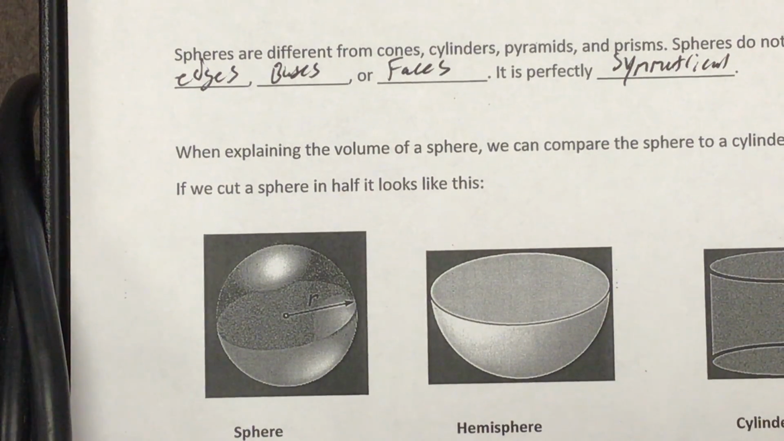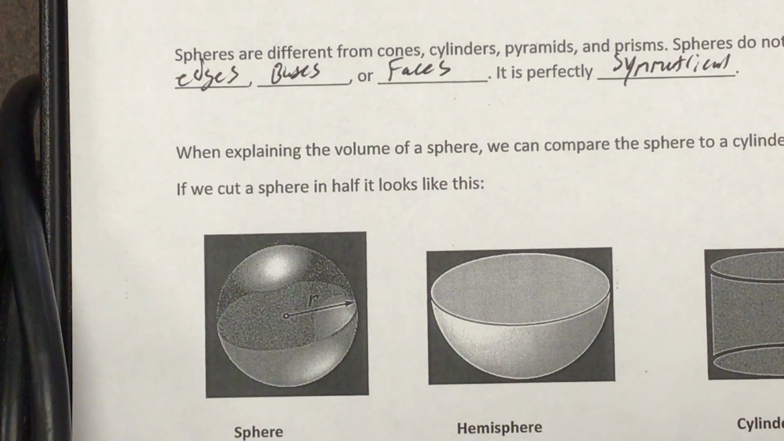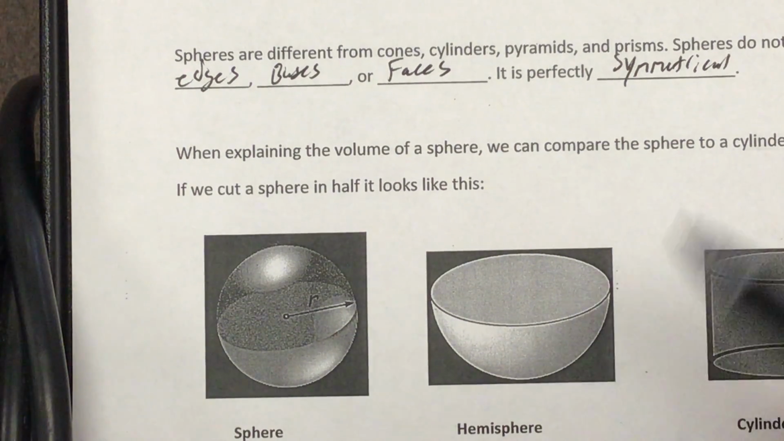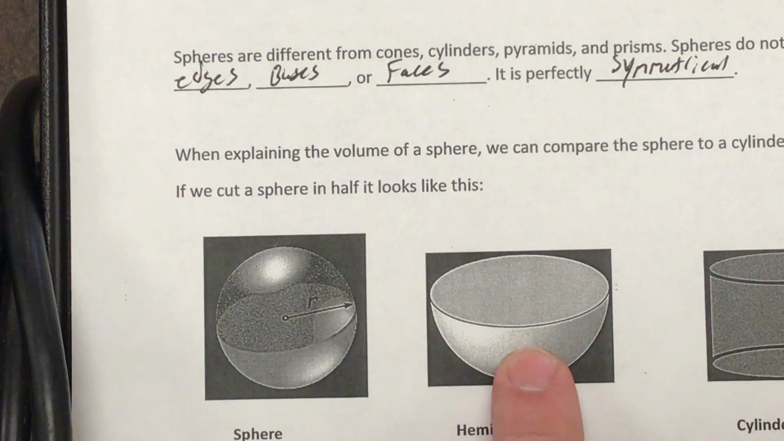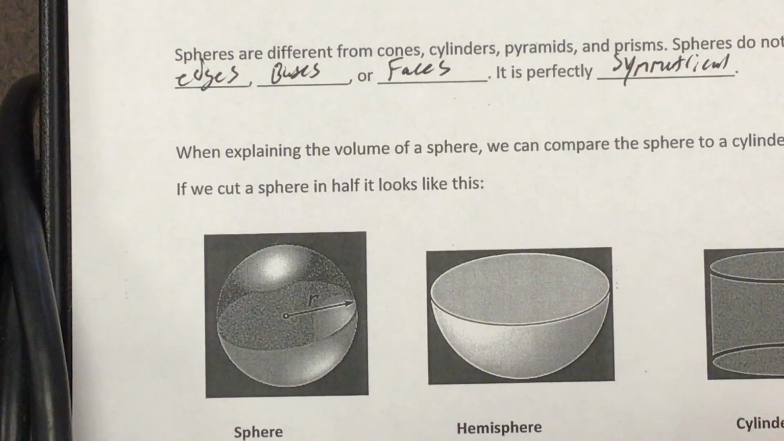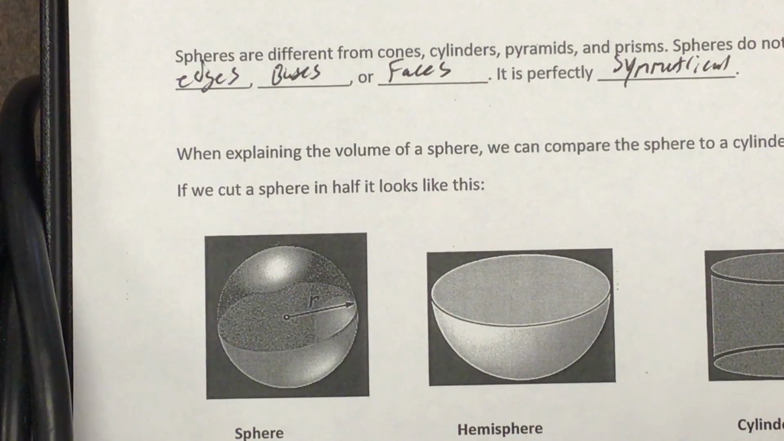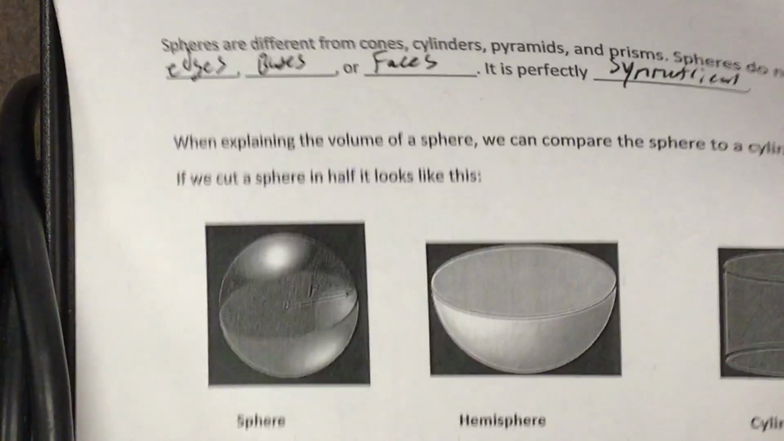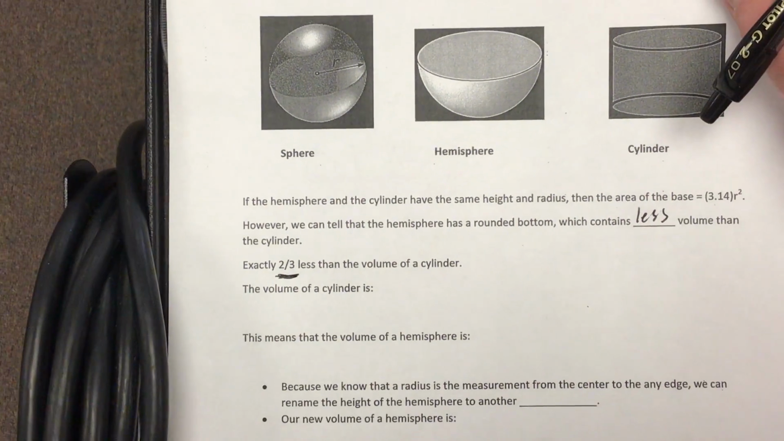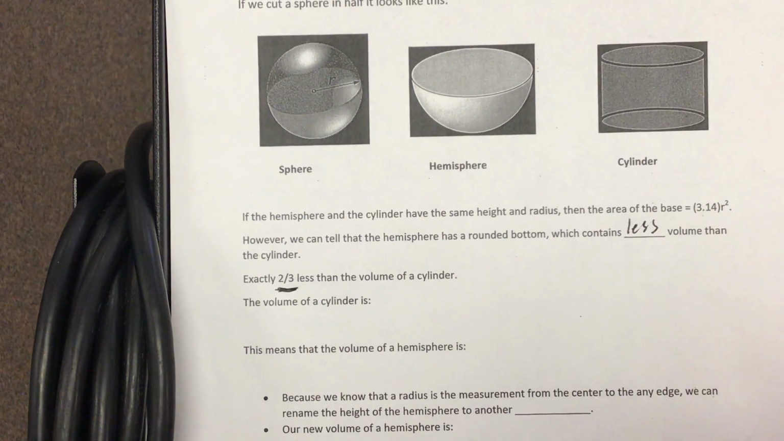All right, so if a hemisphere and a cylinder have the same height and radius, the area of the base is pi times radius squared. We knew that, right? That's how we find the area of a circle. And it says, however, we can tell that the hemisphere has a rounded bottom, which contains, is that going to be more or less volume than a cylinder? Less. It's going to contain less volume than the cylinder. Exactly 2/3 less. So make note of that 2/3 right there. Exactly 2/3 less than the volume of a cylinder.